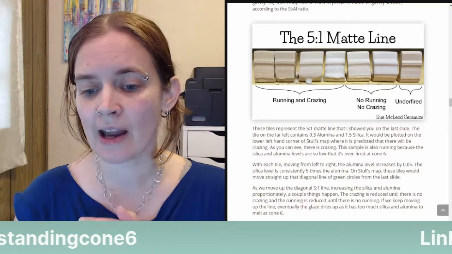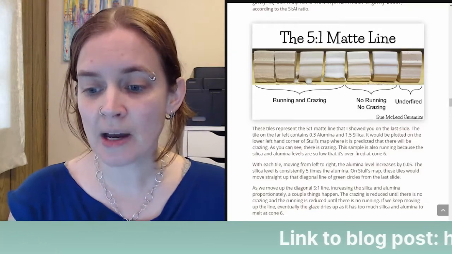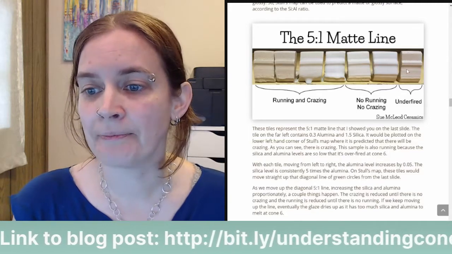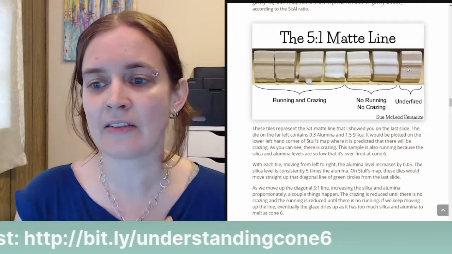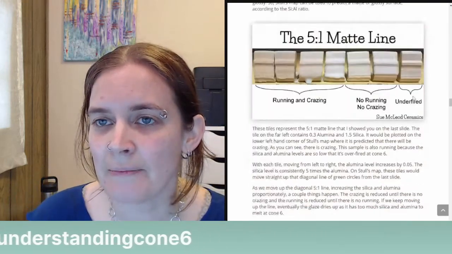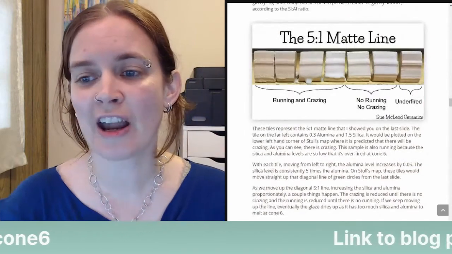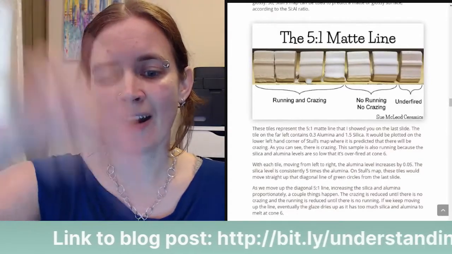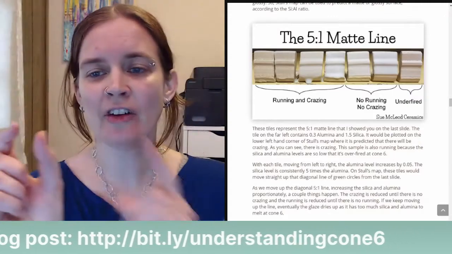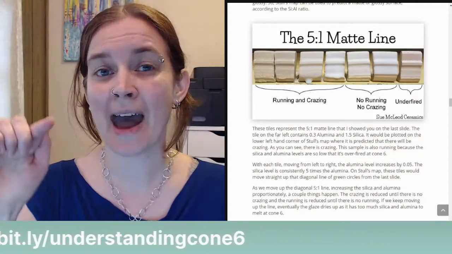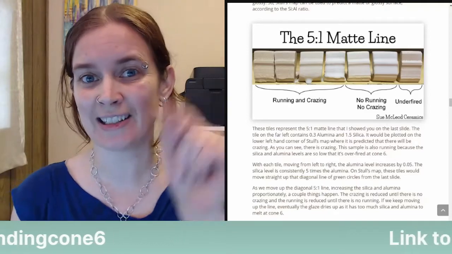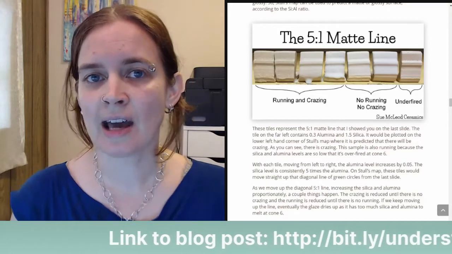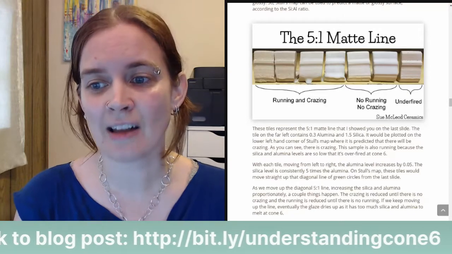If we keep moving up the line, eventually the glaze dries up as it has too much silica and alumina to melt at cone 6. So this tile here is underfired, so it just hadn't even melted yet. And I determine a test tile is underfired like this: usually there's a drip. When you dip a test tile into the glaze and then pull it out and shake it off, there's usually a drip on one side. If that drip is still there after the firing, if I can still see evidence of that drip and it hasn't melted and smoothed in with the rest of the glaze, then that's how I decide that test tile was underfired.